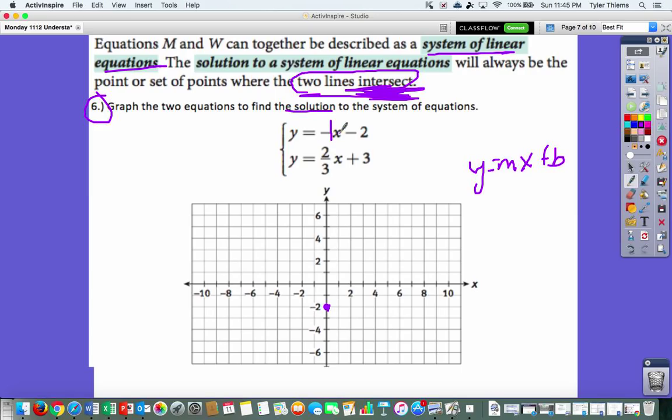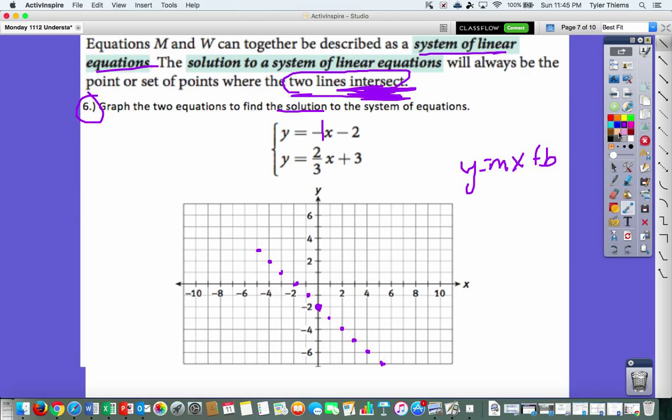And our slope is negative 1, or negative 1 over 1, which means we go down 1, right 1, down 1, right 1, all the way. When we run out of room, we'll go up 1, left 1. We're going to continue this trend, and you should be able to notice this graph. I'll plot these points and graph these out. And you can see this is our first line.